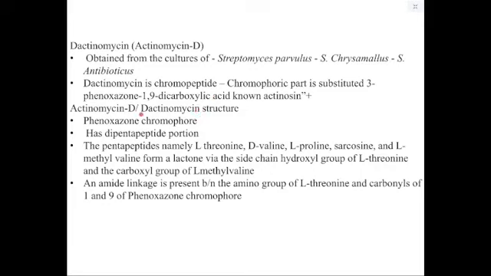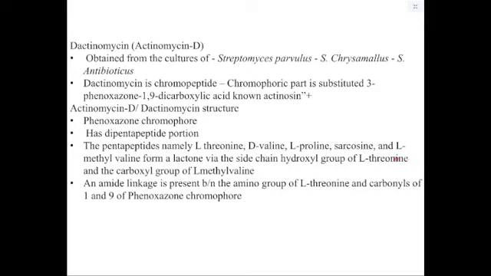The phenoxazone, of course, is also a chromophore. It is required. We said you have to have the rigid aromatic area needed for intercalation. It has a dipeptide portion. We have seen that, which is also important. The pentapeptides are namely L-threonine, D-valine, L-proline, sarcosine, and L-methylvaline. And even the orientation, the stereochemistry of these amino acids is important for this molecule. Again, to acquire the shape and the size we want, for it to be able to properly intercalate and fit in between the DNA bases.